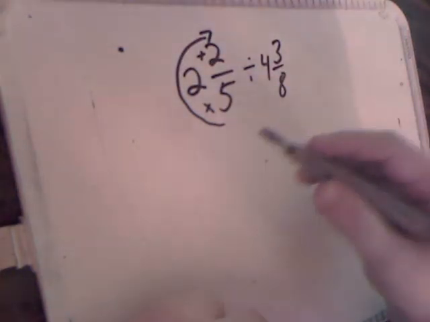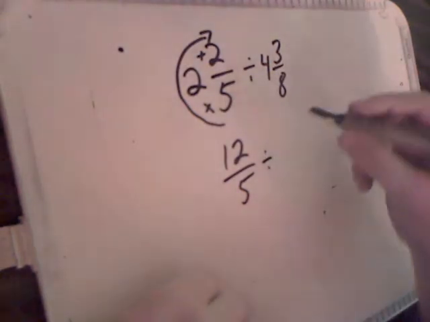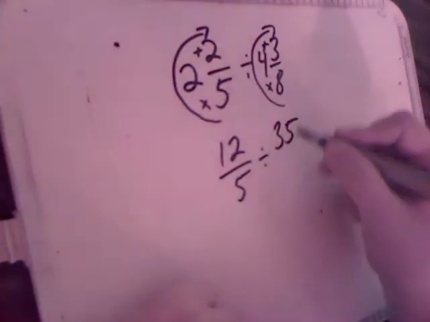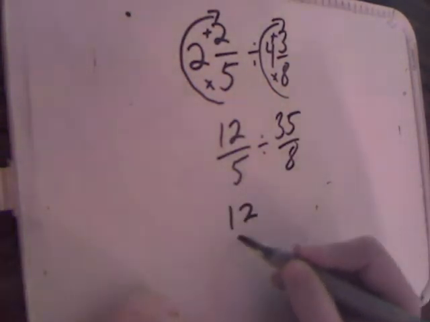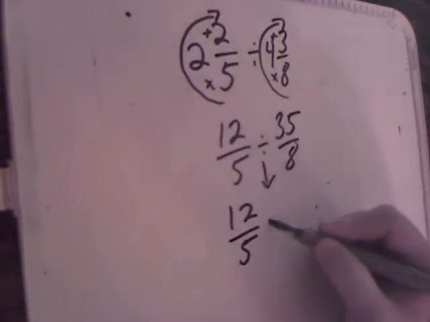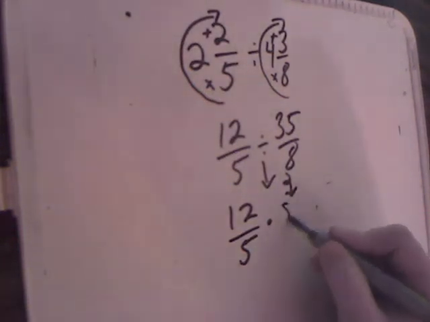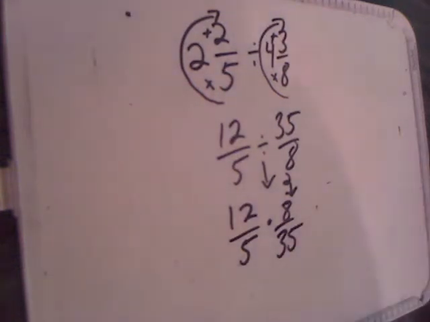5 times 10 plus 2 is going to be 12 over 5, divided by, and now we have 8 times 4, which is 32, plus that 3, which is 35 over 8. Now the next step that we have to do is multiply the reciprocal. To multiply the reciprocal, this first number stays the same, and we change the division sign to multiplication, and we find the reciprocal of that second fraction, which is 8 over 35.